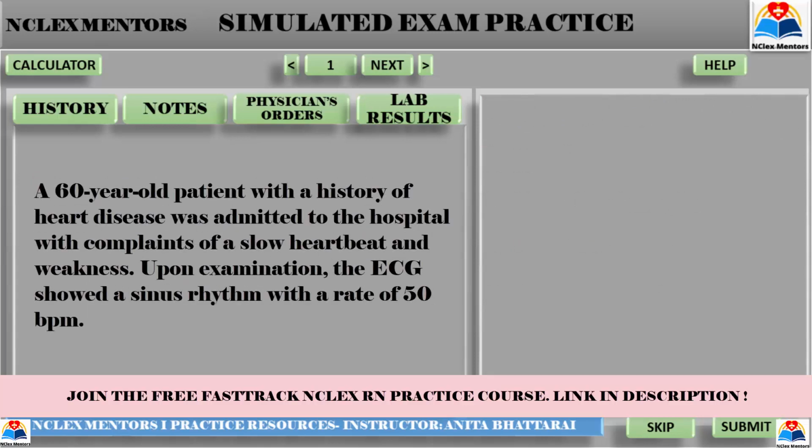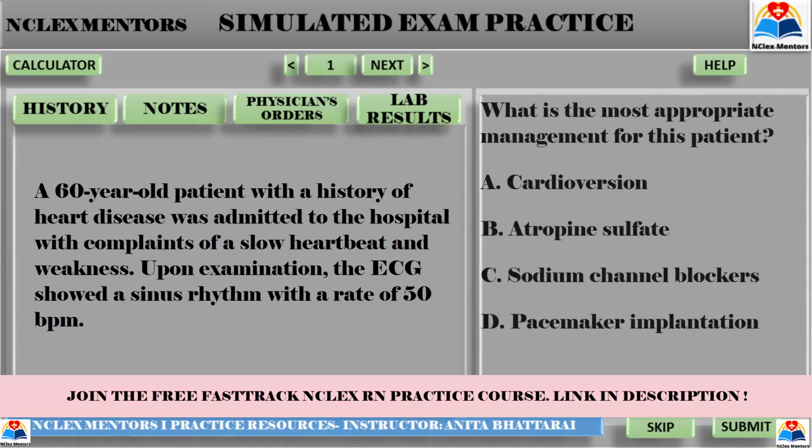A 60-year-old patient with a history of heart disease was admitted to the hospital with complaints of a slow heartbeat and weakness. Upon examination, the ECG showed a sinus rhythm with a rate of 50. What is the most appropriate management for this patient? A. Cardioversion, B. Atropine sulfate, C. Sodium channel blockers, D. Pacemaker implantation.